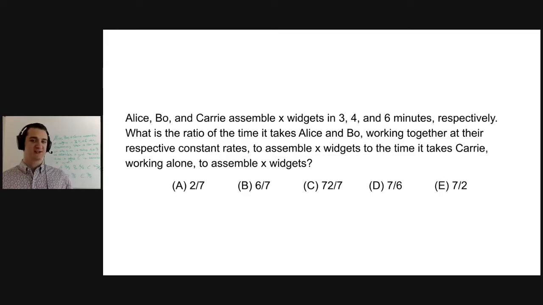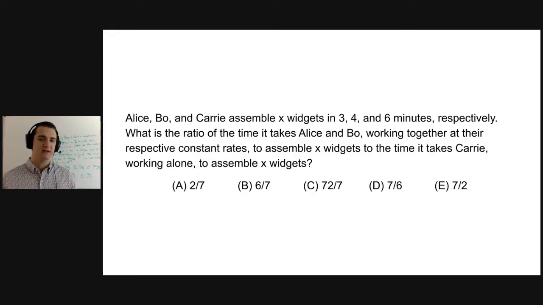Hopefully you've had a chance to work through this one. If not, you can go ahead and pause the video at this point and we'll talk through it together. The question asks, Alice, Bo, and Carrie assemble X widgets in 3, 4, and 6 minutes respectively. What is the ratio of the time it takes Alice and Bo working together at their respective constant rates to assemble X widgets to the time it takes Carrie working alone to assemble X widgets?